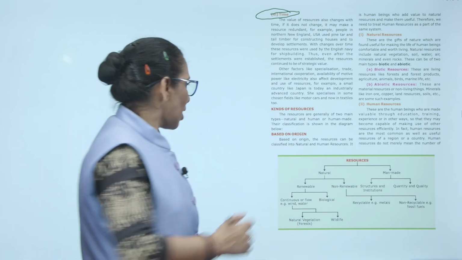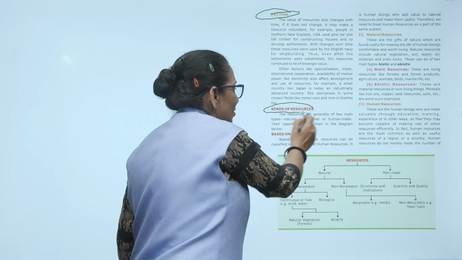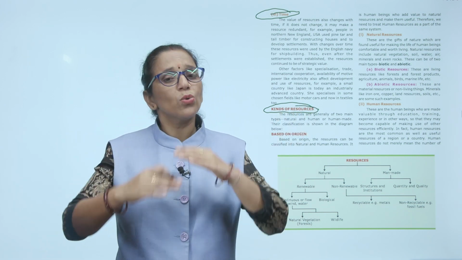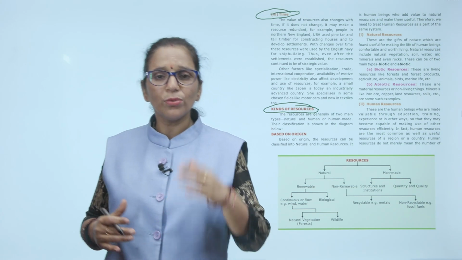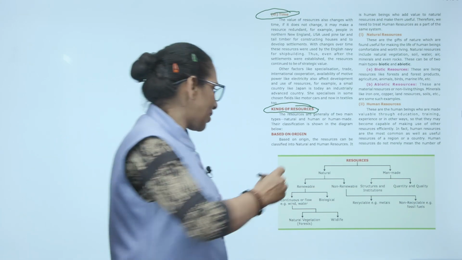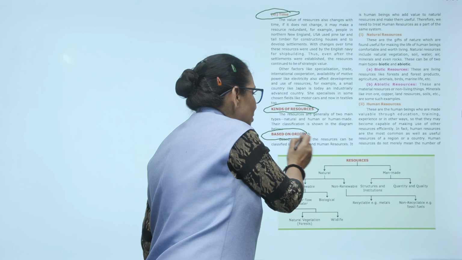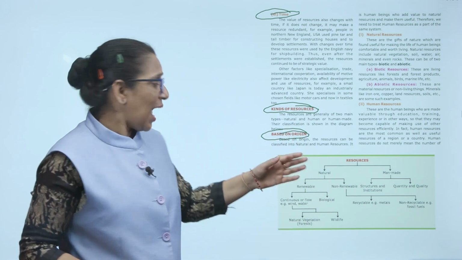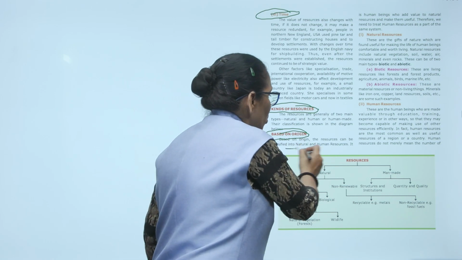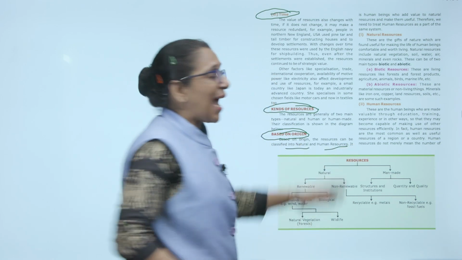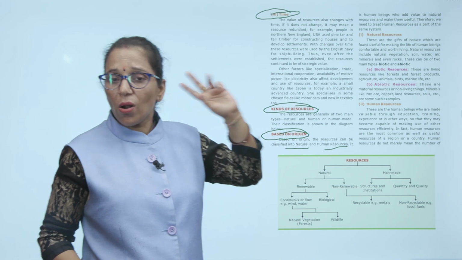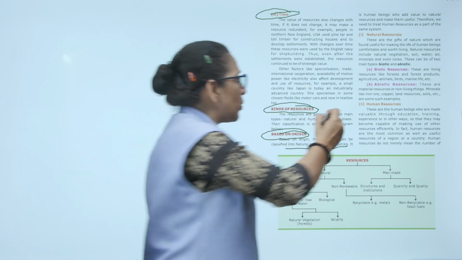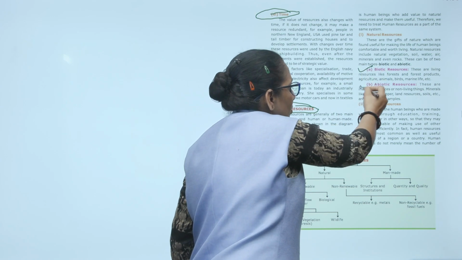Now we are going to discuss the kinds of resources. See, when we have to study resources, we need to classify them. So first of all, we do the classification on the basis of origin. On the basis of origin, resources can be classified into natural resources as well as human resources. Now natural resources are also classified into two types, that is biotic and abiotic resources.